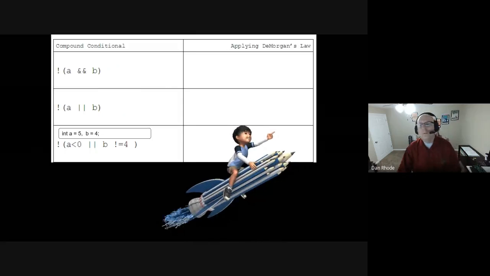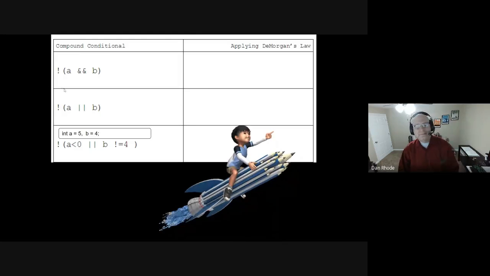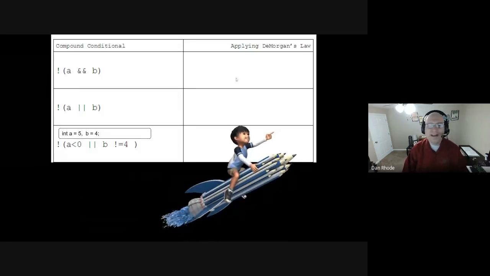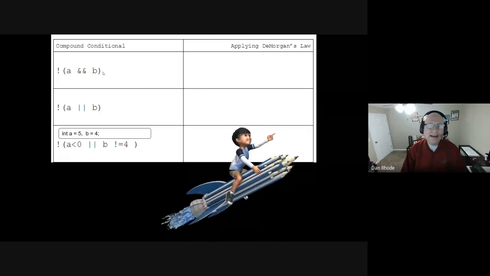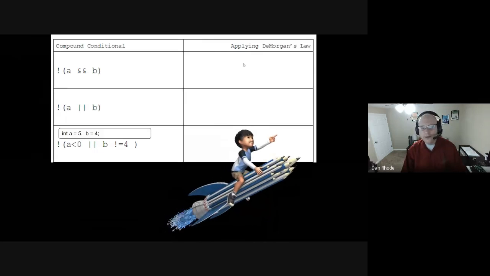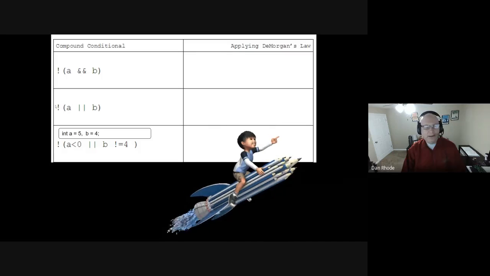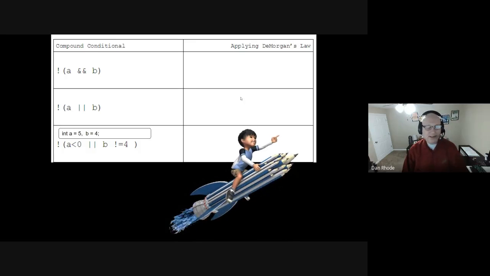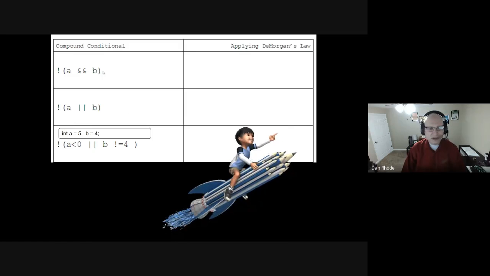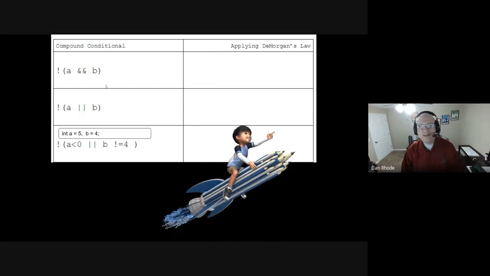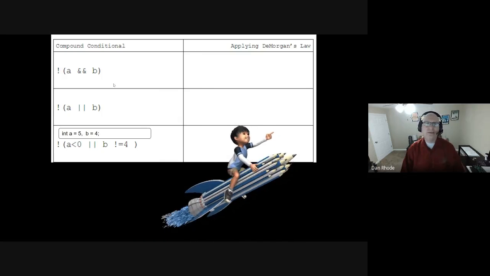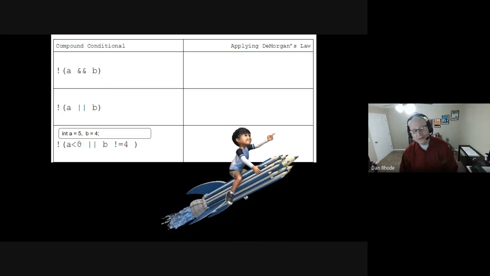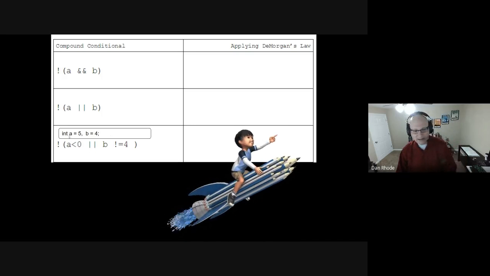So applying De Morgan's law, these two are the classic ones. It would be not A or not B. For this second one, it would be not A and not B. Those are just the classic De Morgan's law prototypes. But what does that mean when we apply it to actual logic problems you'd have in your Java programs? That's what this problem is designed to show.